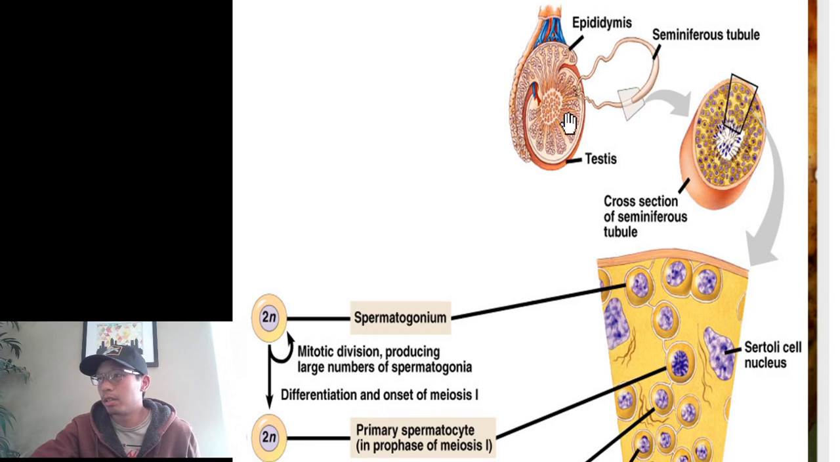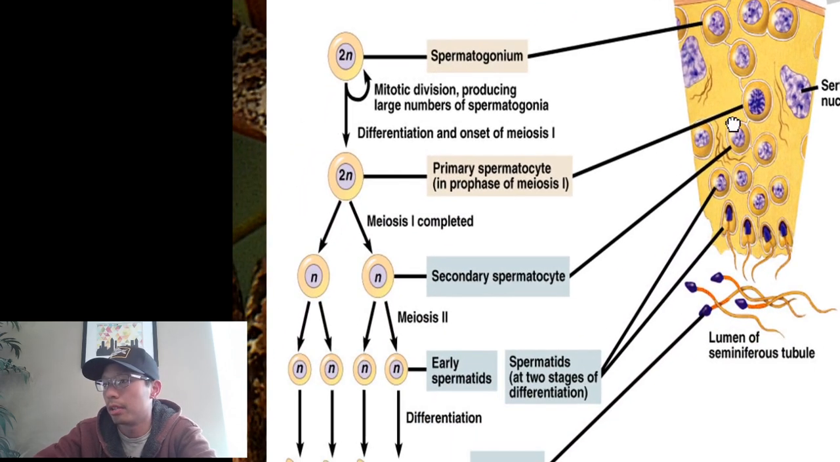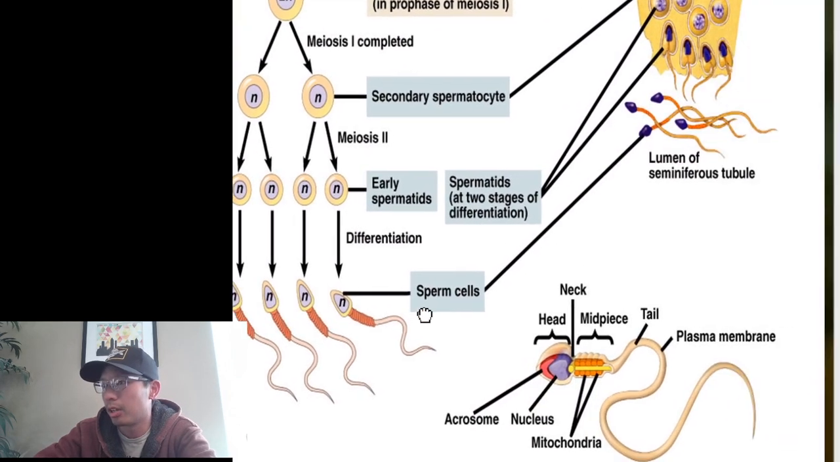Now, because the testes are so highly folded, you have millions and millions of these spermatogonium, and that's the reason why males can produce sperm so quickly, on average 200 to 300 million per day. So that's basically how sperm are made.